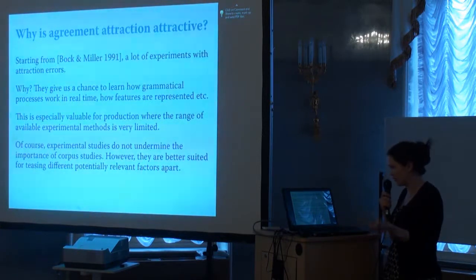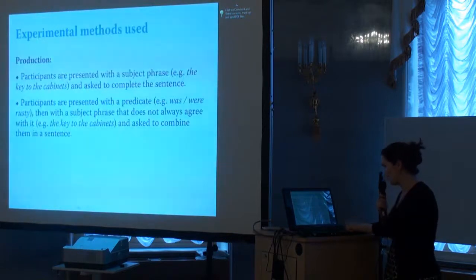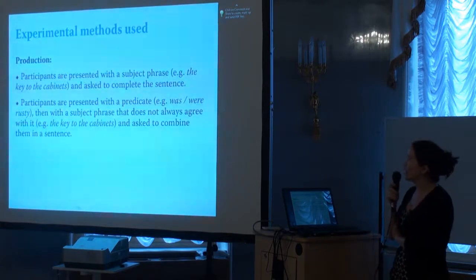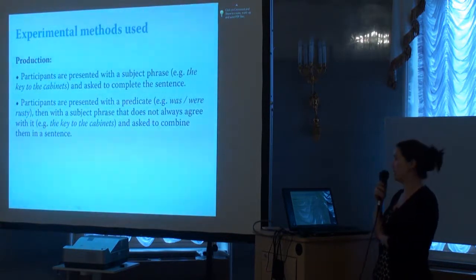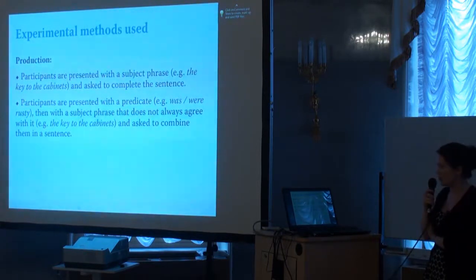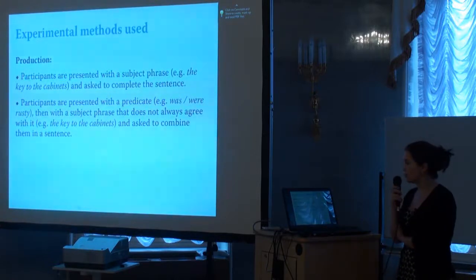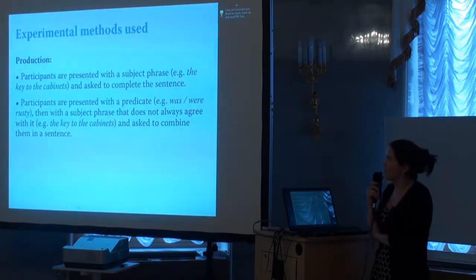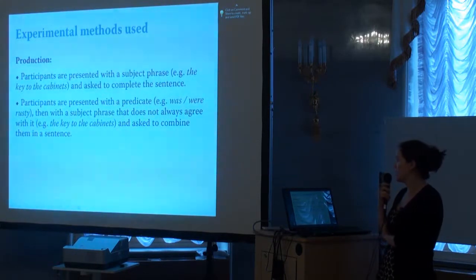I mean, you can maybe sometimes, but usually it's impossible. So what are the experimental techniques that are used to study these agreement attraction errors? In production, there are two main techniques.